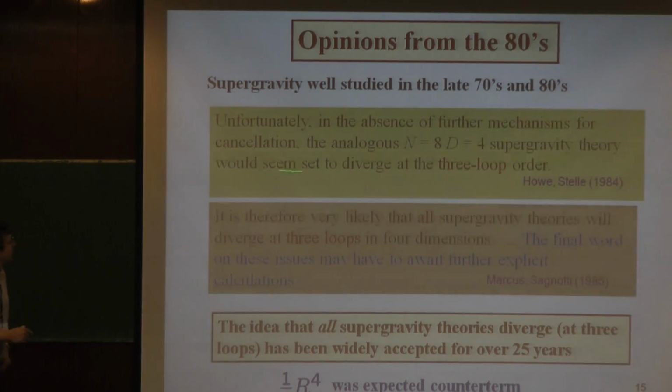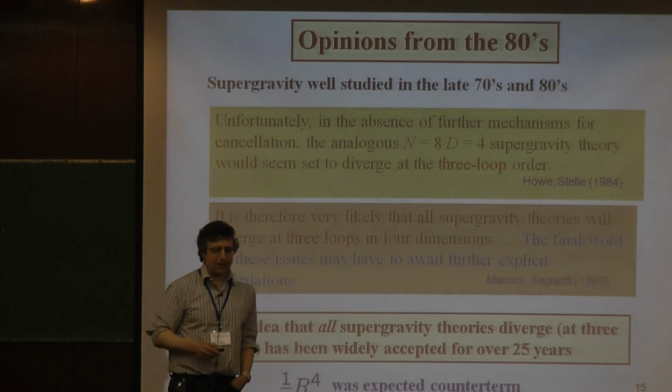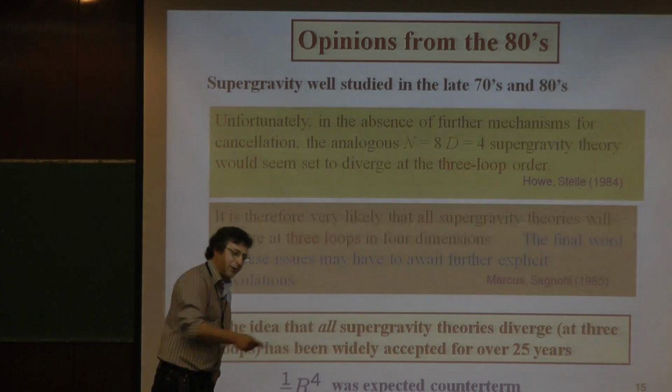In the 80s, this is a very typical quote from Howe and Stelle: "Unfortunately, in the absence of further mechanisms for cancellation, the analogous N=8, D=4 supergravity theory would seem set to diverge at 3-loop order." And notice actually how cautious these people are. They don't say, oh, look, it's going to diverge. That's people who quote these people say that.